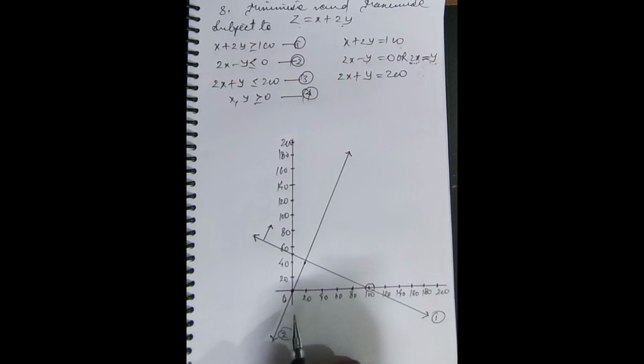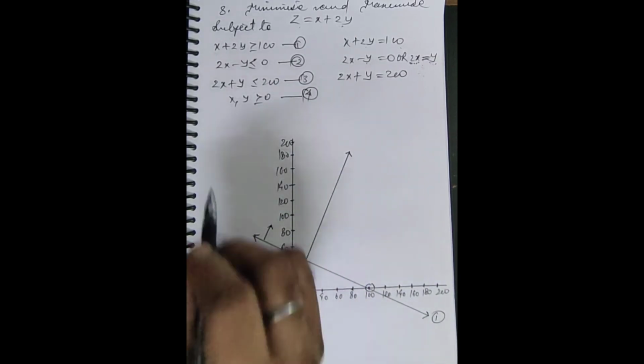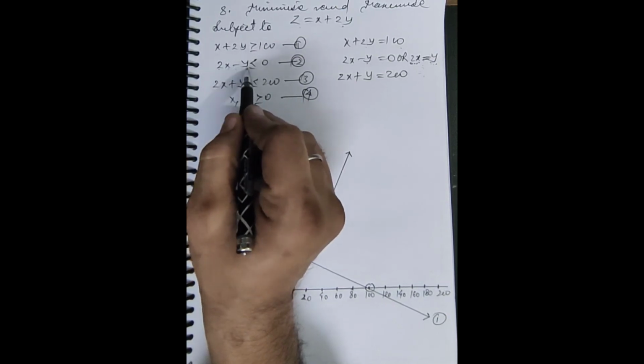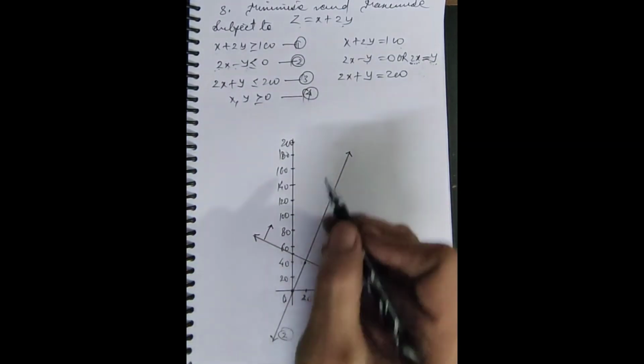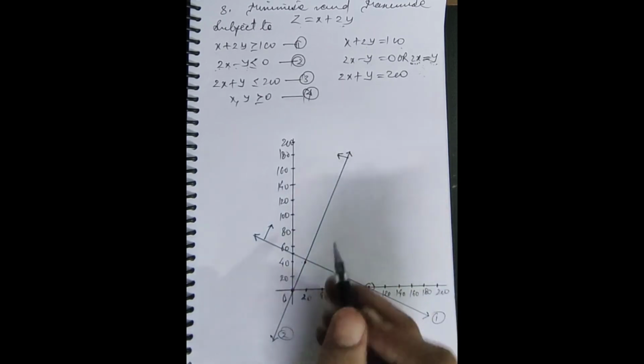So for this purpose we have to take a point on either of the axes. 20, 0 on the x-axis can be taken. If I put 20, 40 minus 0, 40 is less than 0, which is a wrong statement. Opposite to the x-axis, meaning towards the y-axis, we need to shade.